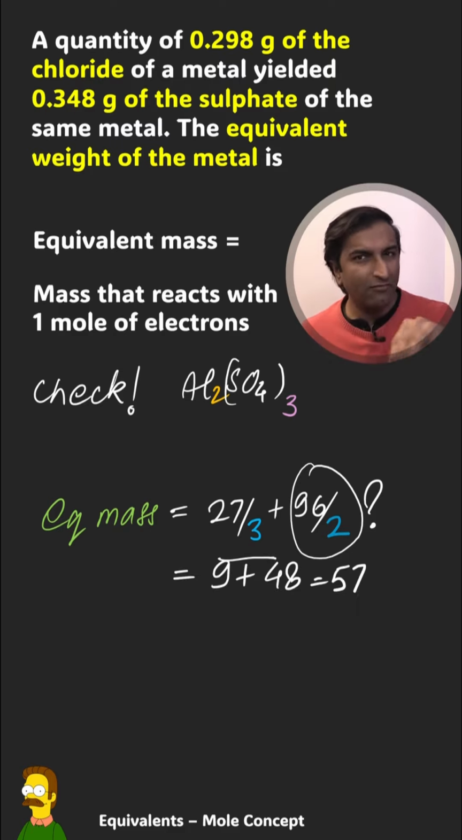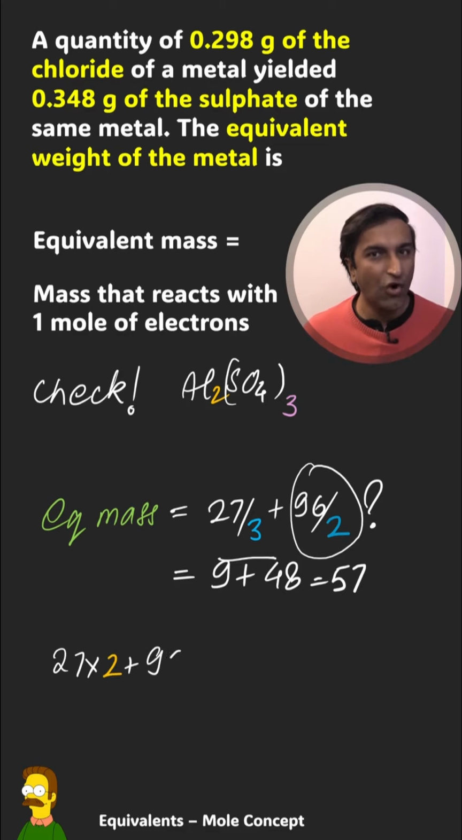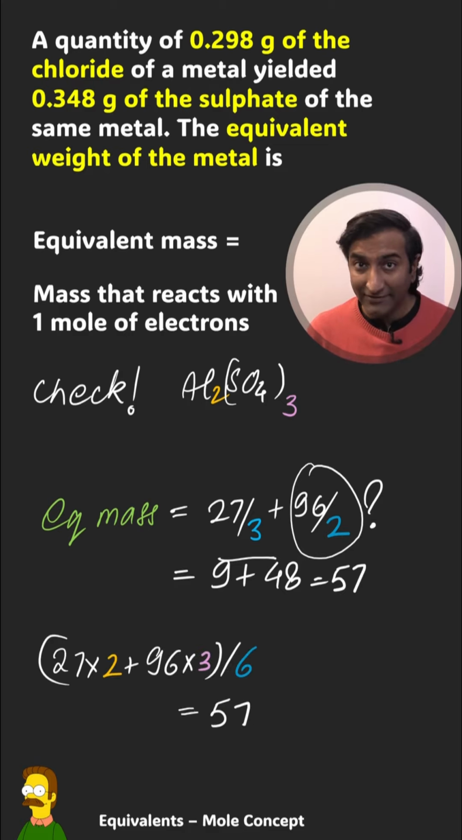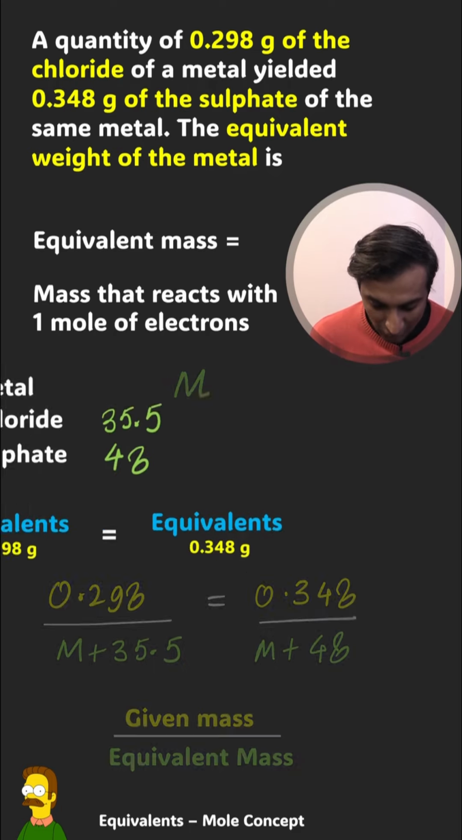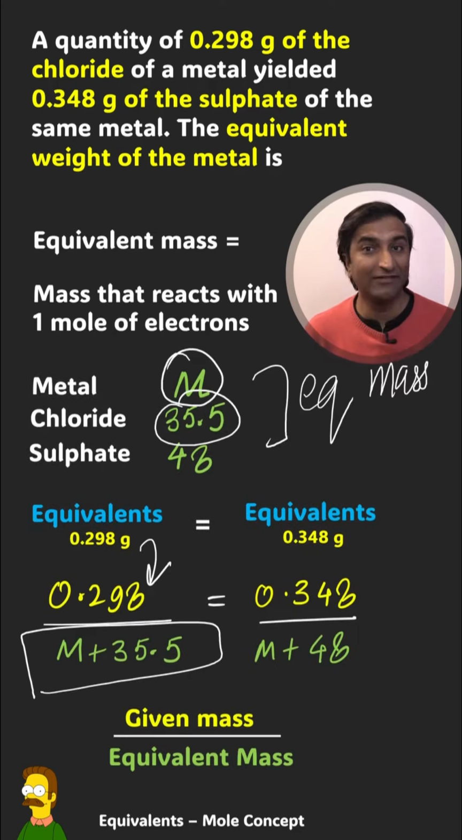Now do it from the formula that you already know, which is the total mass of the compound divided by the charge on one ion times the number of those ions. You do the same thing, you get the answer to be 57. So hence proved. Now get back to this one right here and tell me what the answer should be for this mass M.